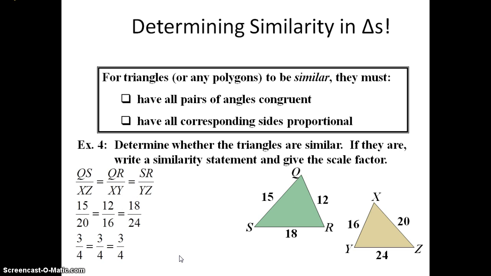So, this gives us two answers. It tells us yes, that those sides are proportional, and it also tells you 3 over 4 is the scale factor. So, we can say that triangle QSR is similar to triangle XZY, and the scale factor is 3 over 4.